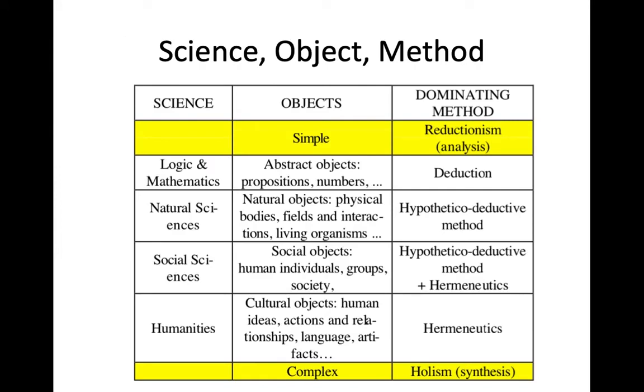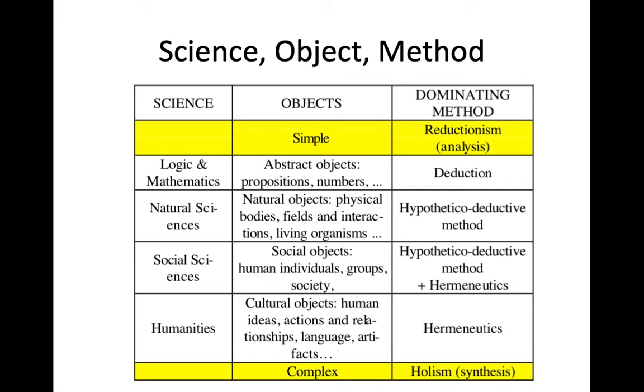This table here shows us that the different disciplines still cannot all rely on the hypothetical deductive method. In this table we have three columns. One defines the sciences or the group of sciences, the other one the objects that are researched in these sciences, and the last one is the dominating method for research in these sciences. So you can see that we cannot implement the hypothetical deductive method in logic and mathematics because they deal with abstract objects, with propositions, with numbers. Therefore, the dominant method in logic and mathematics is deduction or deductive reasoning.